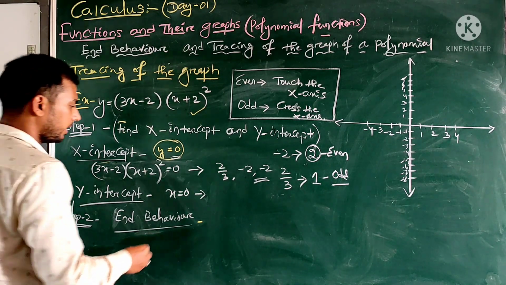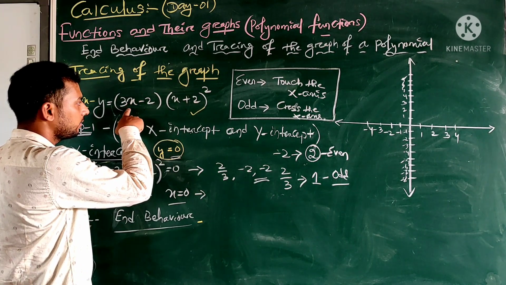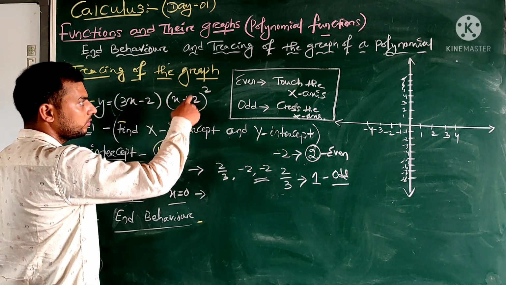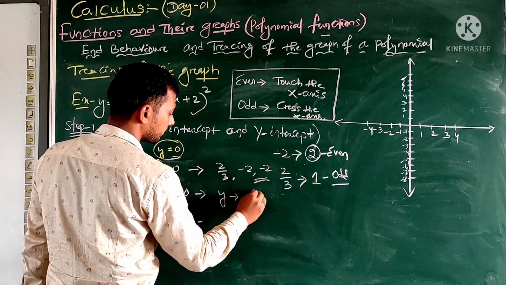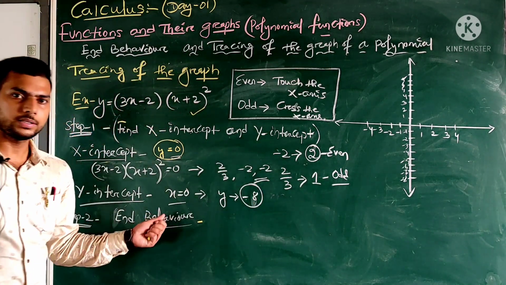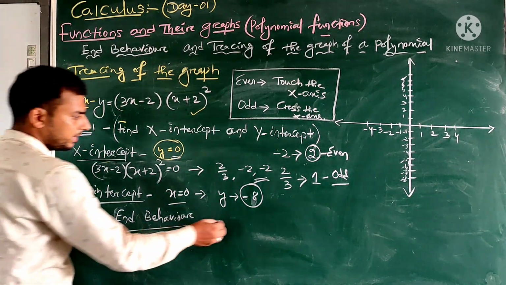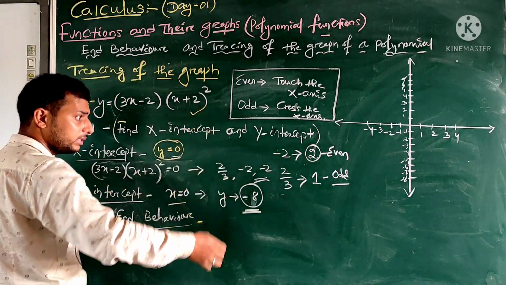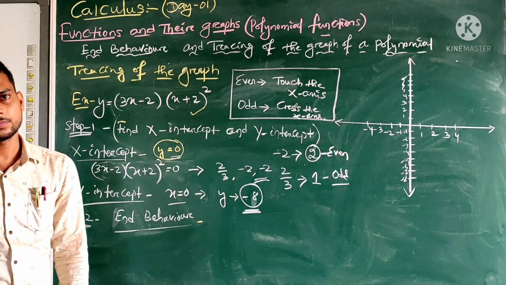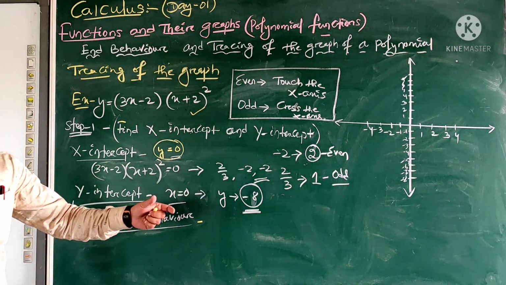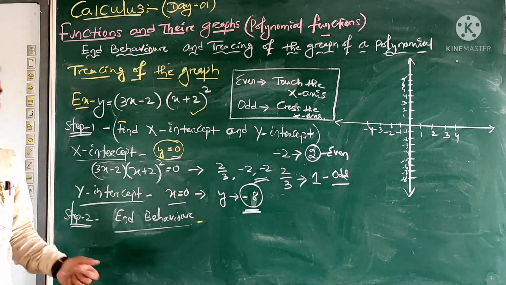Let us find the y-intercept by putting x is equal to 0. Putting x equal to 0 here, this becomes 0 minus 2, 0 plus 2, 4 into minus 2, minus 8. So y becomes minus 8. It means this is the y-intercept, and from the origin along the y-axis at a distance of 8, the graph will cross the y-axis. The y-intercept means the distance between the origin along the y-axis and the point where it touches the y-axis.